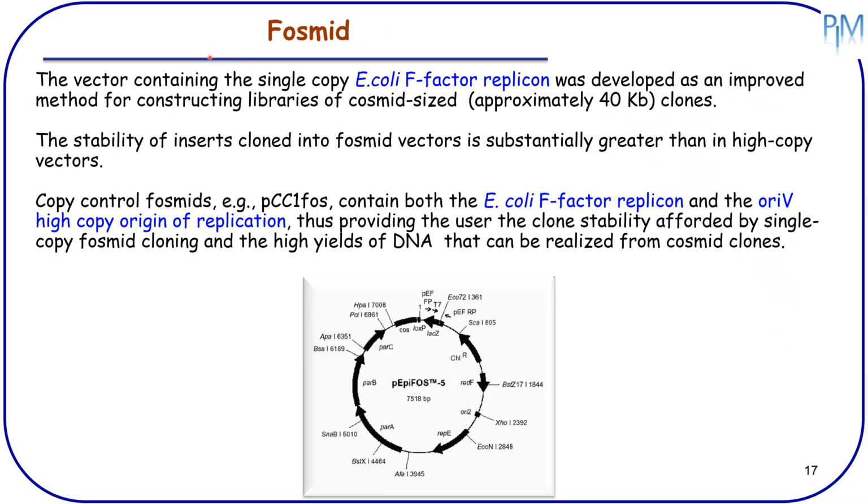Phosmid. They are a special vector created by the researchers that can help make libraries of cosmid-sized clones, which are about 40 kilobases each. We found out that when you put clones into phosmid vectors, they stay stable better than if you put them in high copy vectors. There is a fancy phosmid called PCC1-Phos that has both the E. coli F factor replicon and the ORI V high copy origin of replication. This means you get the stability of single copy phosmid cloning and the high DNA yields you get from cosmid clones.